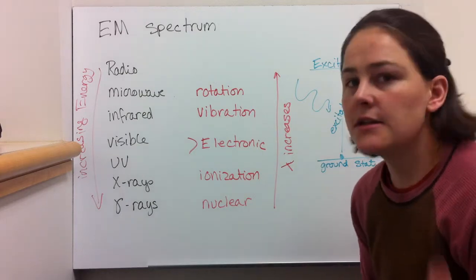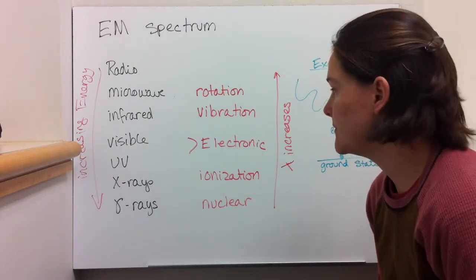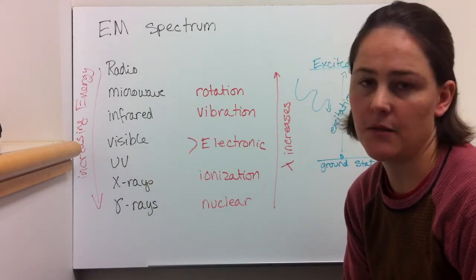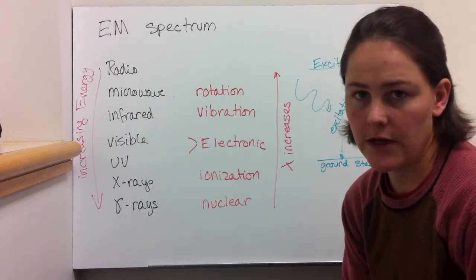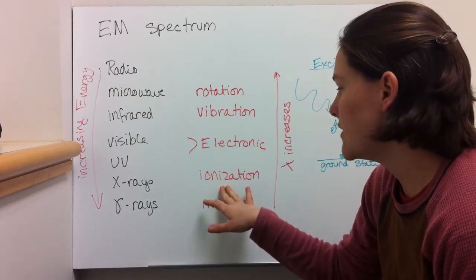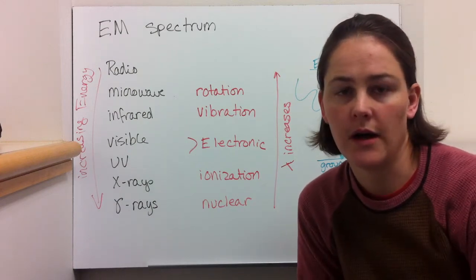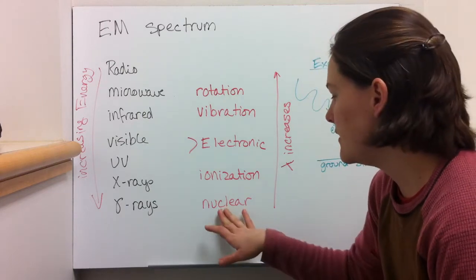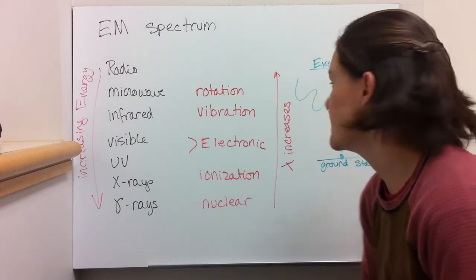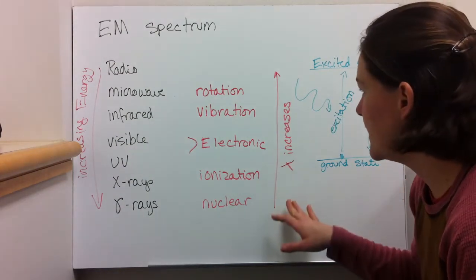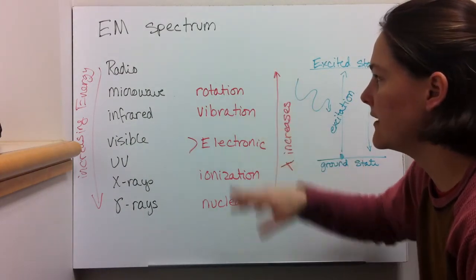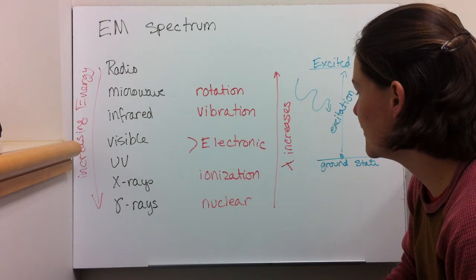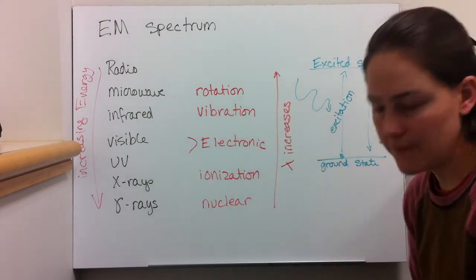You can excite vibrations using infrared spectroscopy or infrared light. We can look at electronic transitions within molecules using visible or UV, ultraviolet light. X-rays are used for maybe bond breaking or ionization, where you actually eject a core electron from the atom. And gamma rays are involved with nuclear transitions. So you have increasing wavelength as you go up, and decreasing frequency.